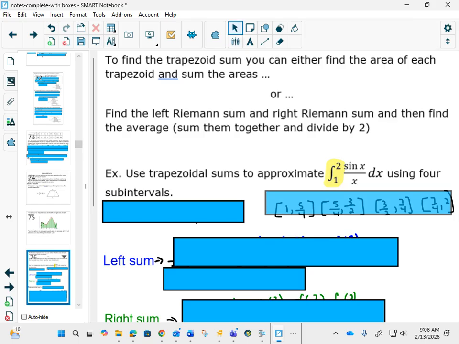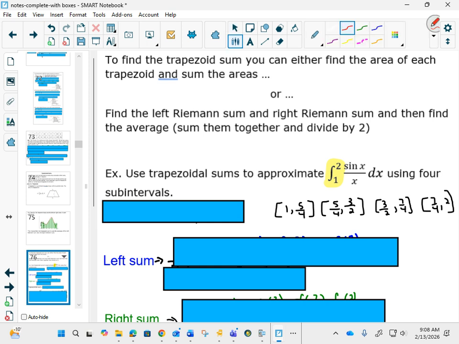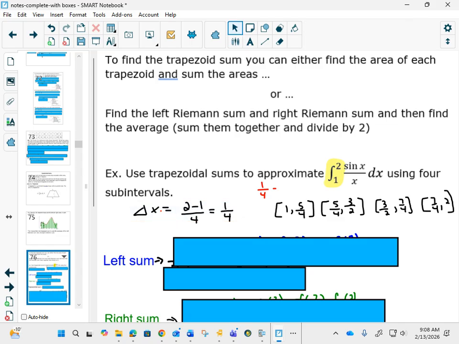So what are our intervals? If you go from 1 to 2, that distance is 1 divided by 4. That means, I probably have it written right here, our change of x is 1 over 4.